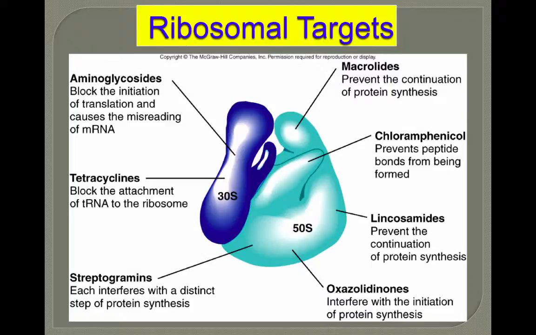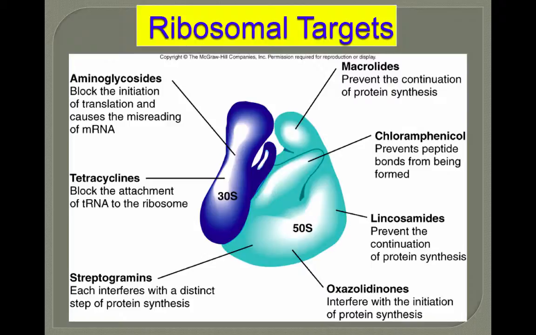So if I'm looking at the ribosomal targets, some drugs will block the initiation of translation and cause the misreading of messenger RNA. Okay? If messenger RNA is being misread, is that going to be cidal or static? Cidal, because that has to do with protein synthesis. Tetracyclines block the attachment of transfer RNA to the ribosome. Again, cidal, good, because that's going to impact protein synthesis again. Streptogramins each interfere with a distinct step of protein synthesis. Protein synthesis?